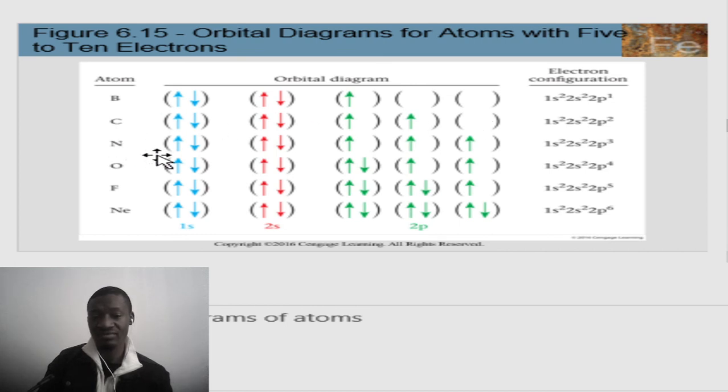So you have for nitrogen, which just needs 3. You have for oxygen, which just needs 2. And you have for fluorine, which just needs 1. And you have for neon, which is full and it's not needing anything.